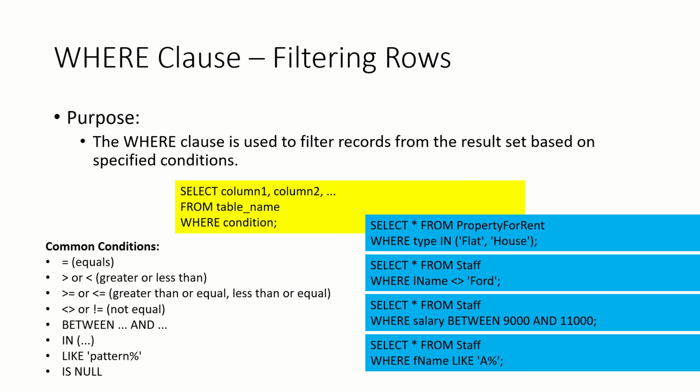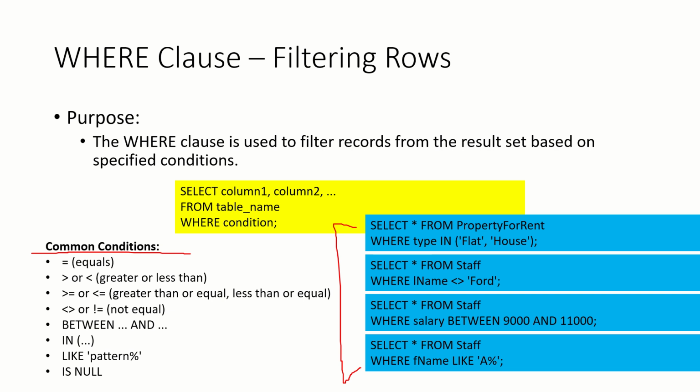Another important clause is WHERE. WHERE helps you to filter the rows. That means you get the result already, and you try to filter the records, the data from the result, based on specific conditions. Those conditions use operators. You can use equal, less than, greater or equal, less or equal, not, BETWEEN AND, IN, LIKE, pattern. Those are some examples I can show you.